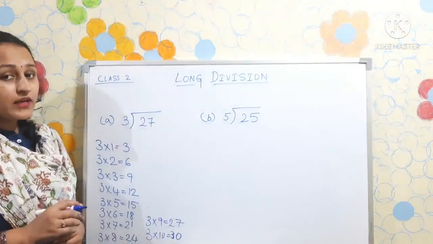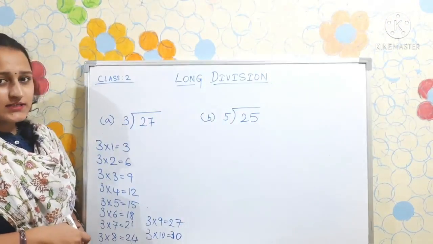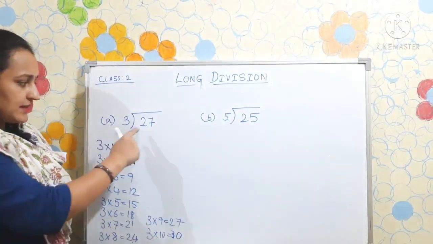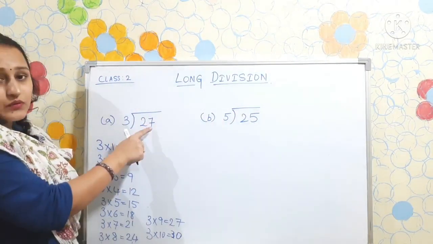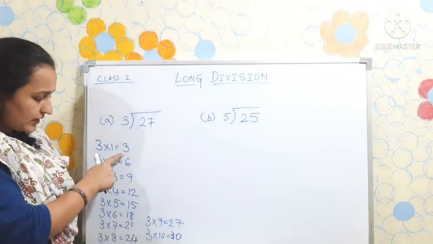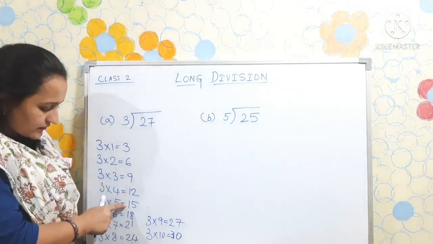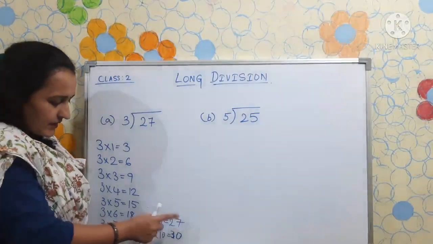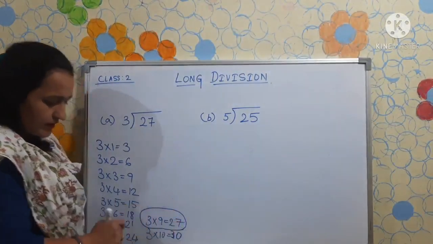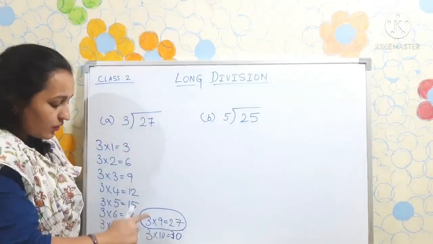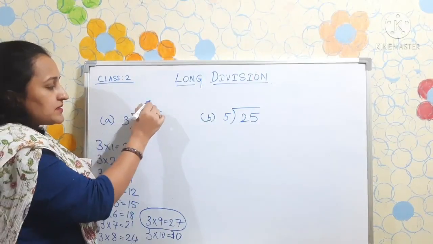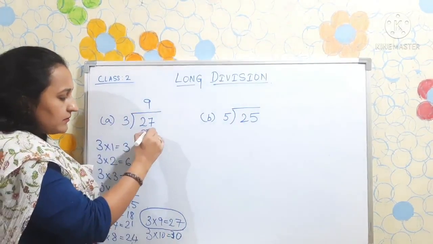If you are very much thorough with the multiplication table, then divisions are very easy. Now let us see 27. We have to see whether 27 is there in the 3 table or not. Search for 27. Yes, 27 is here. Got it? So, 3 times 9 is 27.